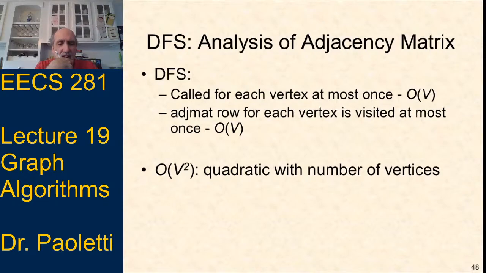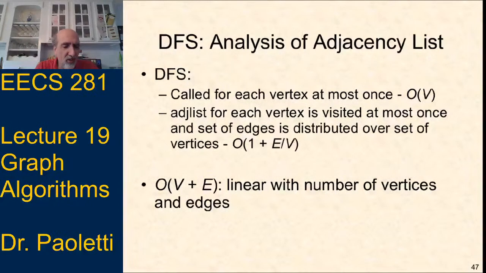Now, wait a minute. Doesn't that mean that if it's an adjacency list, it's just faster? Why would we ever represent it as an adjacency matrix? Well, remember, if we're doing an adjacency list, E is proportional to V if it's a sparse graph. So let's look at this.